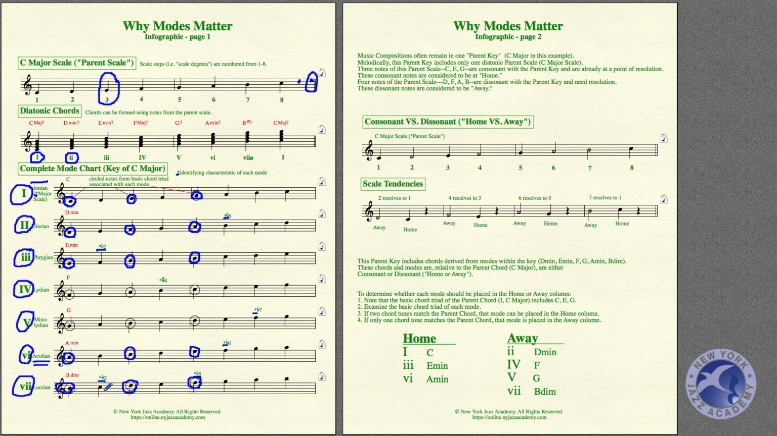Now, the flat 2 is a characteristic of Phrygian and Locrian. If we didn't have a flat 2 here, we would have this. So with the flat 2, it becomes... the whole thing again.